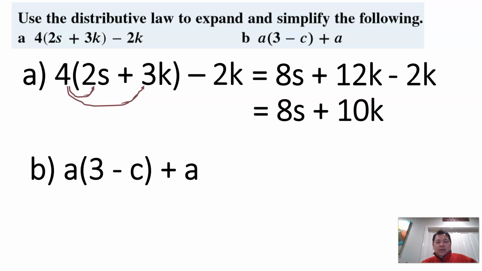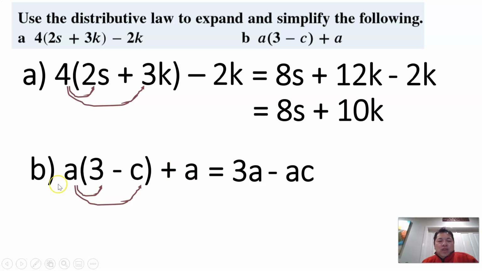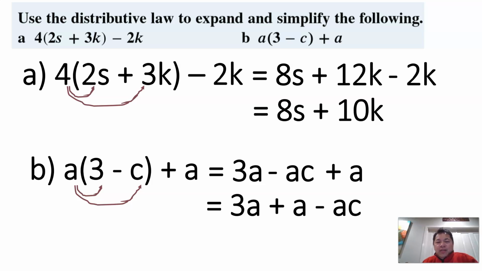We've gone through this. Now moving on. So again, you have a times 3, you get 3a. a times minus c, that's how you get minus ac. a is standing alone, nothing is associated, you just write plus a. So rearrange again, all the a's together, so you have 3a plus a minus ac. Only a's and a's can be simplified, so it's 3a plus a, you get 4a minus ac, and that's the answer.